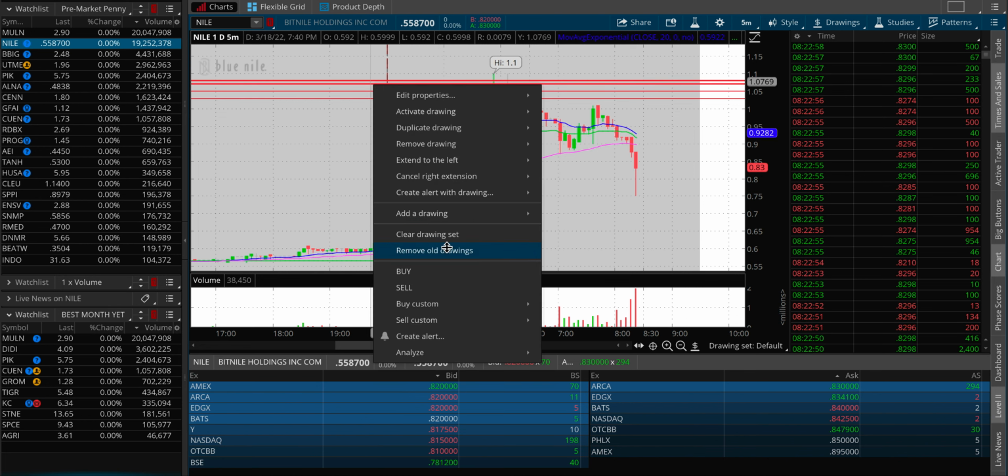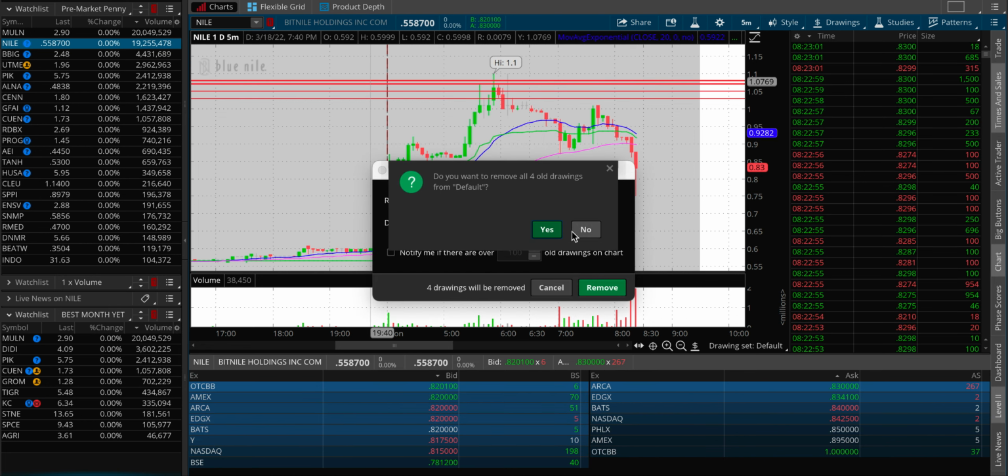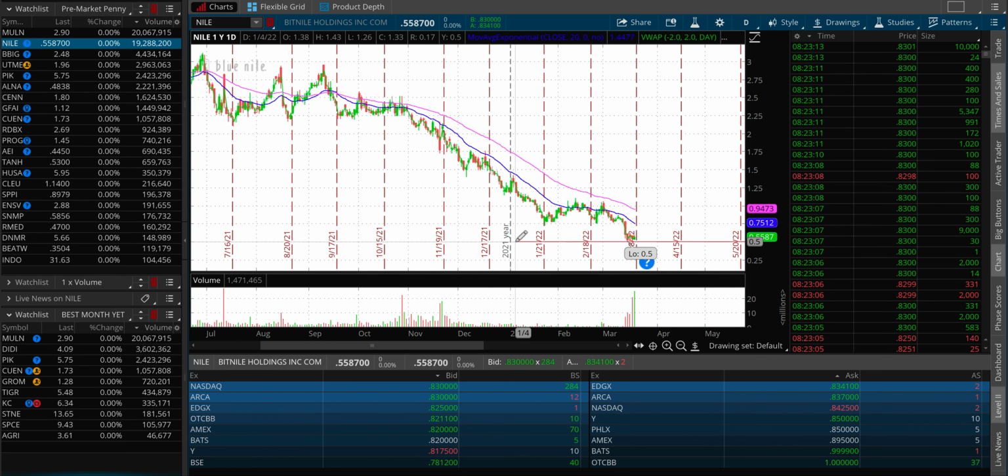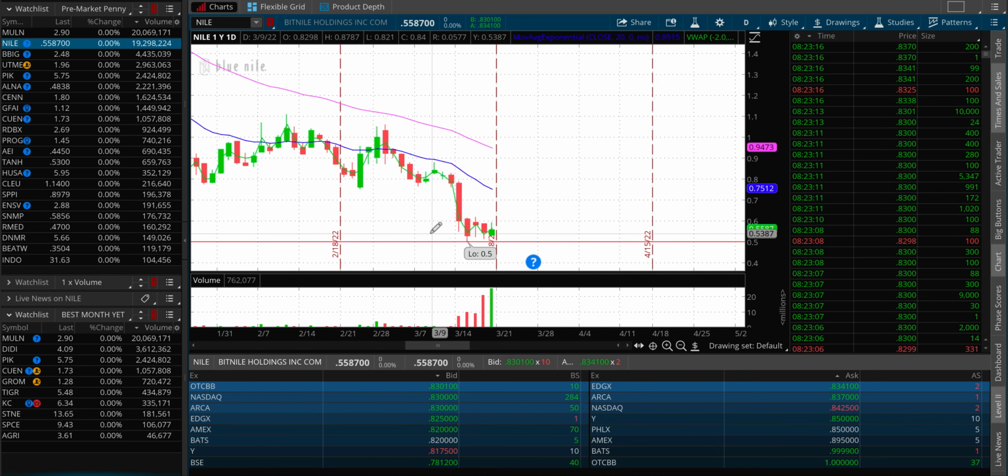Okay, the next one is NILE. This one has no setups at the moment because it's below all indicators, but let's chart out the levels, see what's important here for maybe later in the day. So the all-time low is 1.05, or I guess the yearly low at least.